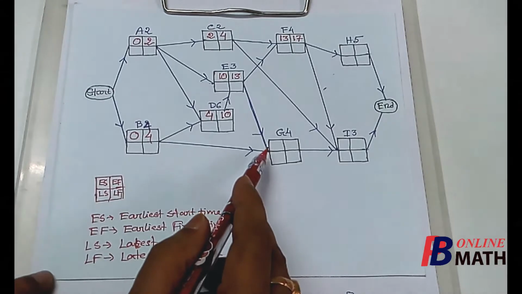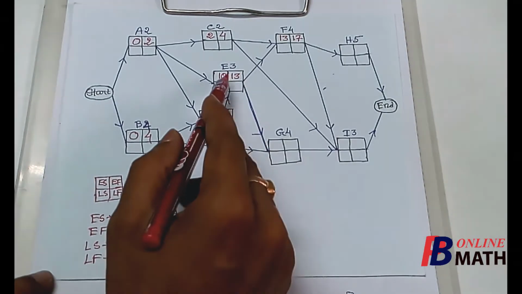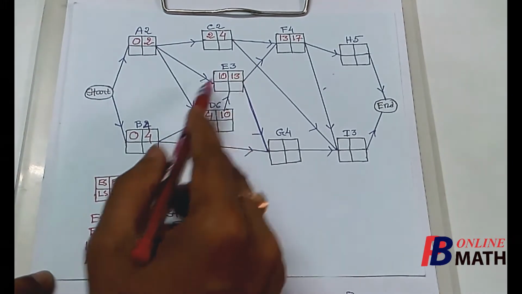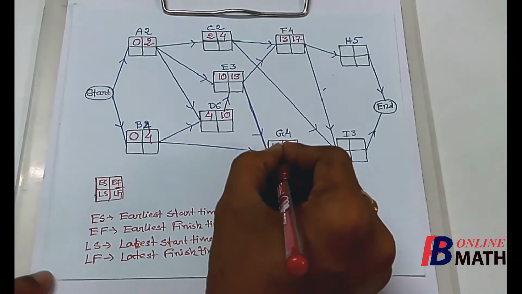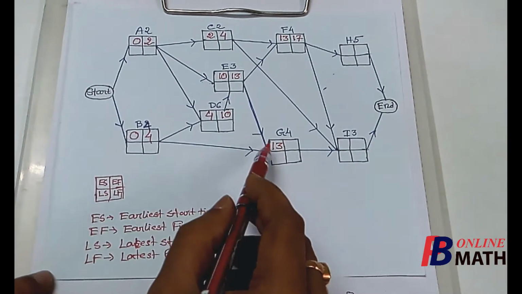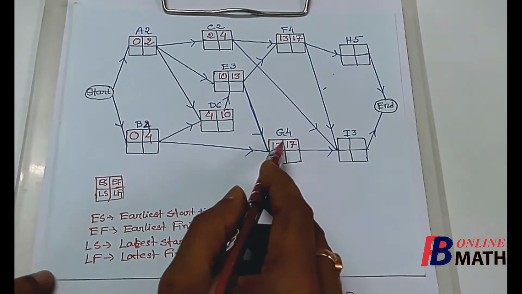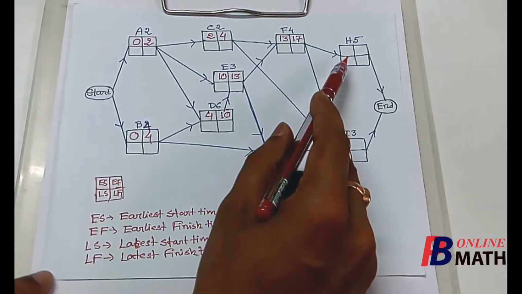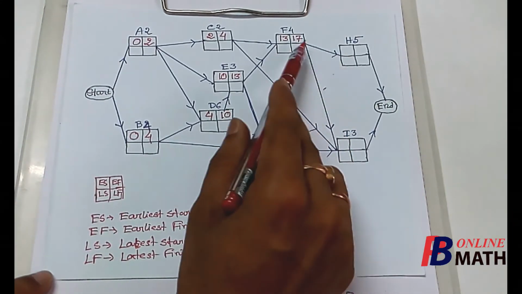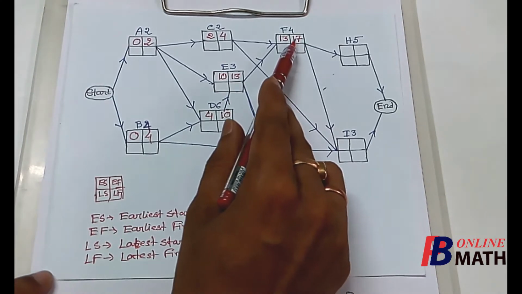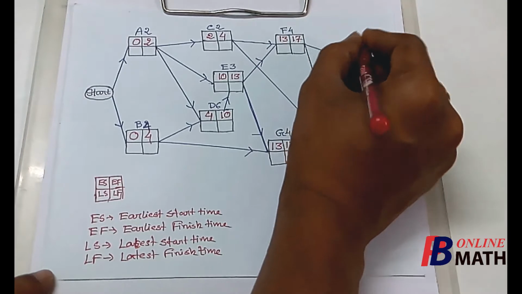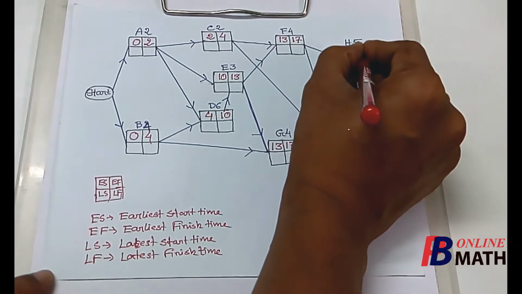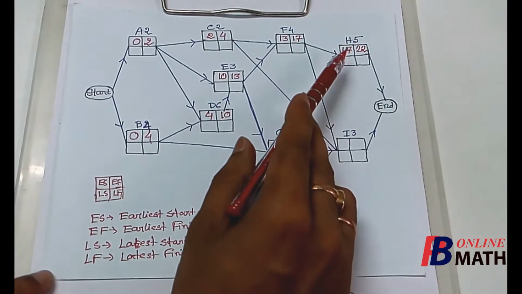Now it can be started only after the completion of the activities E and B, and here we find that after 13 days both the activities E and B are completed. So this 13 will be the earliest start time of the activity G, and the earliest finish time of G is 13 plus 4, which is 17. We consider the next activity H. Now H can be started if the activity F is completed. Now the activity F is completed after 17 days, so the earliest start time of H is 17 and it requires 5 days, so 17 plus 5, so 22.